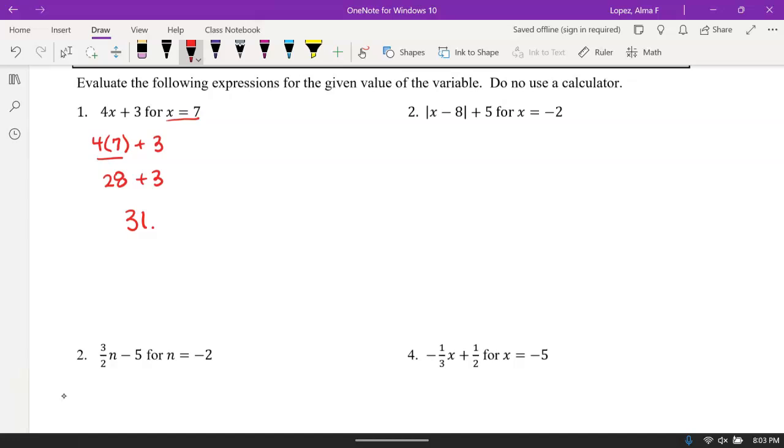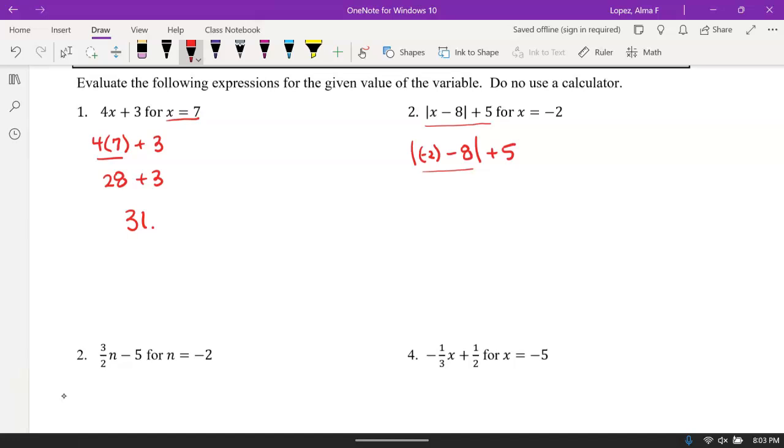Now, here's the next expression. And so I'm going to rewrite it first. It's got an absolute value. Everywhere there's an x, I'm going to put in a parentheses. That way, when I plug in, I don't lose any signs. In this expression, they want us to replace x with a -2. And then we're ready. The absolute value is a grouping symbol or like a parentheses, right? So we're going to evaluate inside that first.